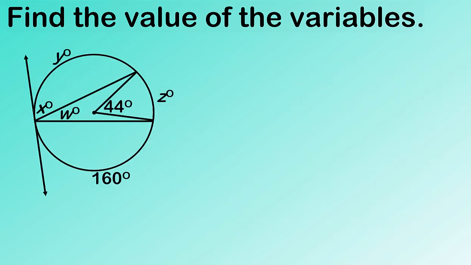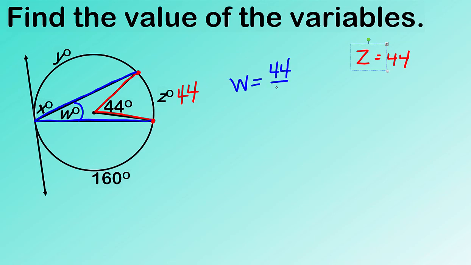And the last example requires you to put some information together. I'm going to start with this central angle. I know that the central angle will have the same measure as the arc it intercepts. So z will be equal to 44. I also know that this inscribed angle is half the arc it intercepts. So it would be 22.